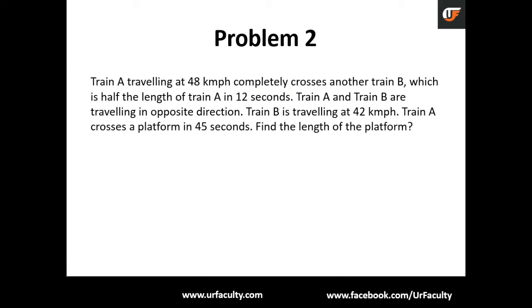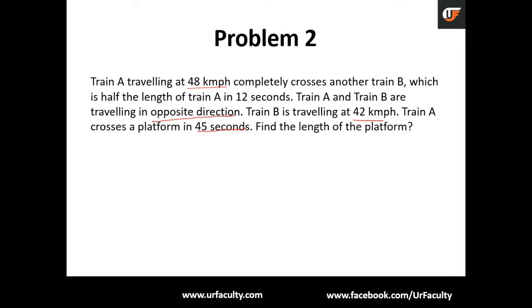Train A traveling at 48 km per hour completely crosses another train B, which is half the length of train A, in 12 seconds. Train A and B are traveling in opposite direction. That's key here. They are traveling in opposite direction, and train B is traveling at 42 km. Train A was at 48 km. Train A crosses a platform in 45 seconds. So the three entities here: train A, train B, and platform.